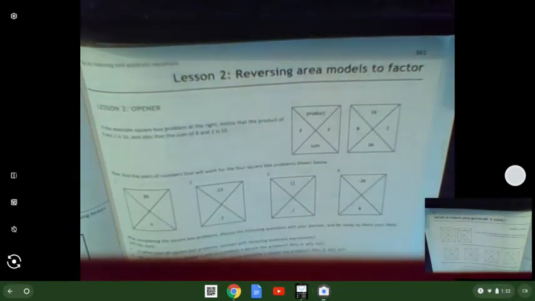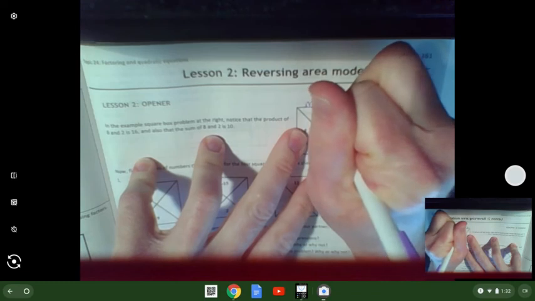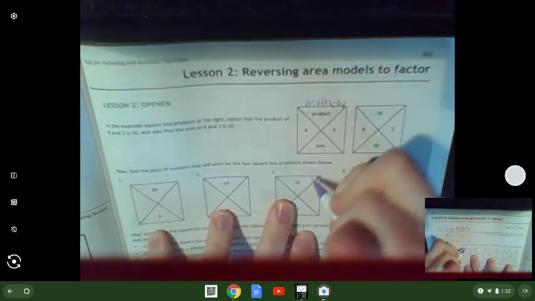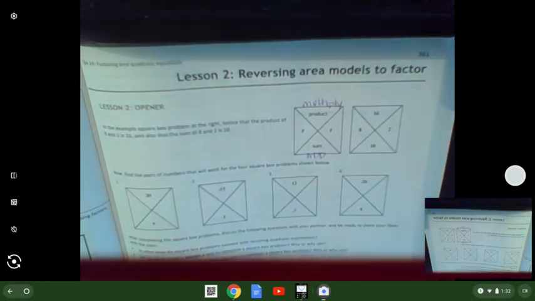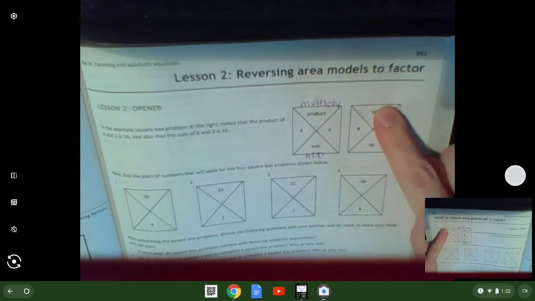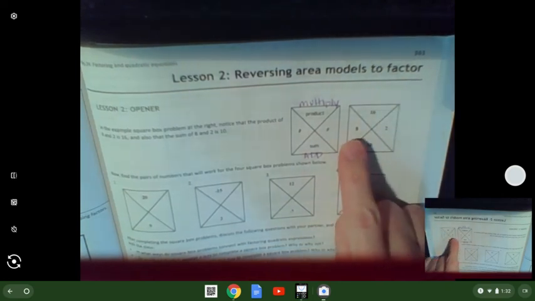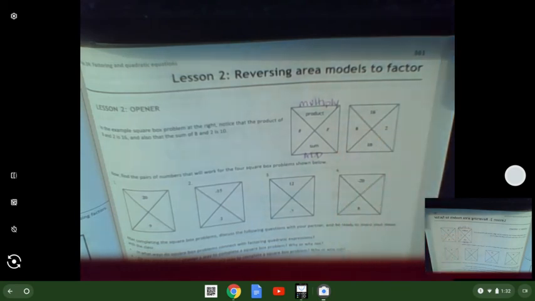Okay. So, couple of reminders. Like I said, product means multiply. We want to multiply to the number on the top, and we want to add, sum means add, to the number on the bottom. So as you can tell, they had 16. We need to multiply to 16. We need to add to 10. They chose 8 and 2 because 8 plus 2 is 10, and 8 times 2 is 16.